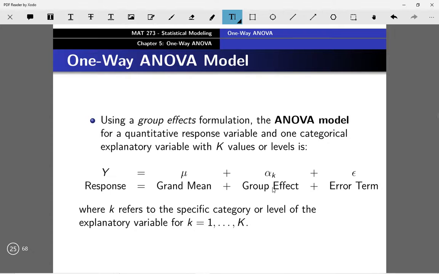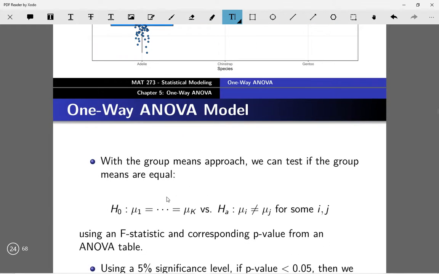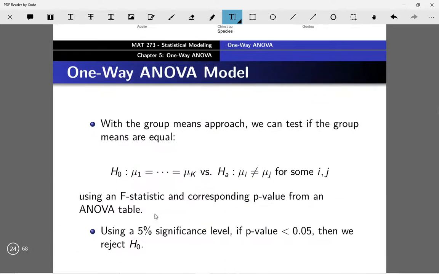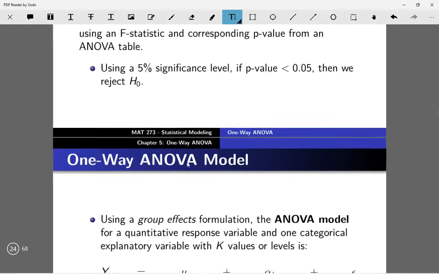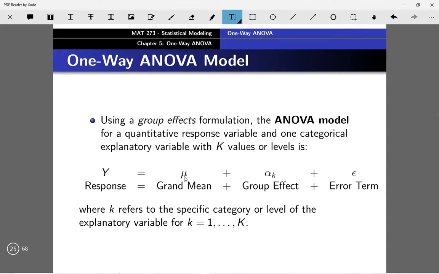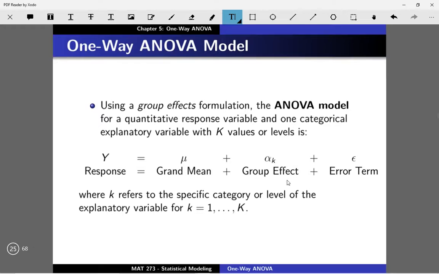So this is slightly different than the group means formulation. Before, when we had group means being the mu sub k's, that's equal to the overall mu plus this alpha sub k. It's just expanded out into two terms here instead.